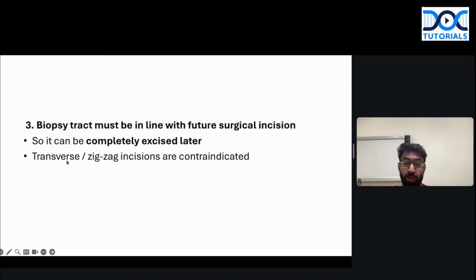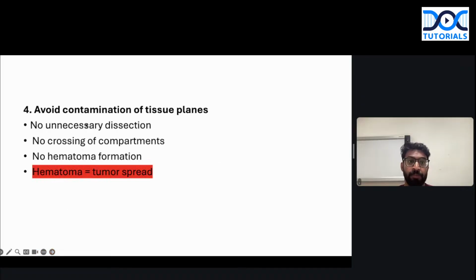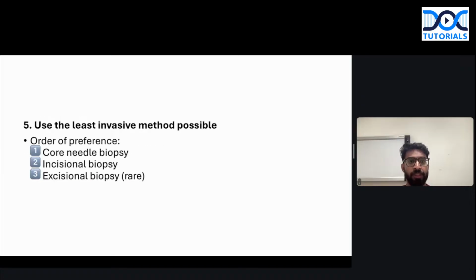Transverse and zigzag incisions are contraindicated. Avoid contamination of the soft tissue plane, so it should go in a single plane. No unnecessary dissection has to be done, and no crossing of compartments. It has to be in a single compartment, and no hematoma formation should be allowed, because hematoma is associated with tumor spread. Giant cell tumor is not notorious, but in some cases local recurrences can happen. As a result, the hematoma has to be avoided.